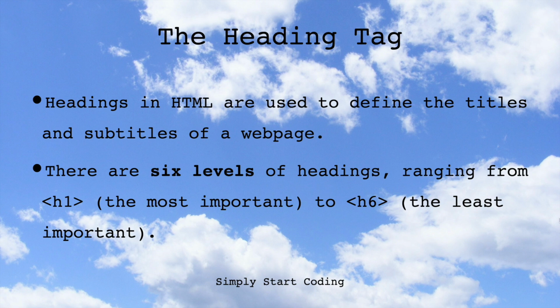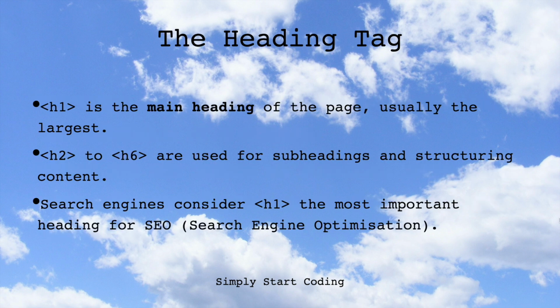Now, the heading tag. Heading tags in HTML are used to define the titles and subtitles of a web page. There are 6 levels of headings, ranging from H1, the most important one and the biggest one, to H6, the least important one and the smallest one. H1 is the main heading of the page, usually the largest, and H2 to H6 are used for subheadings and structuring content. Search engines consider H1 the most important heading for SEO, which stands for Search Engine Optimization.